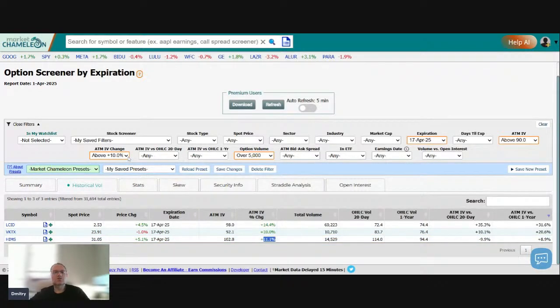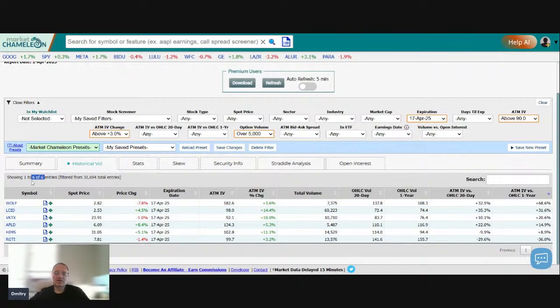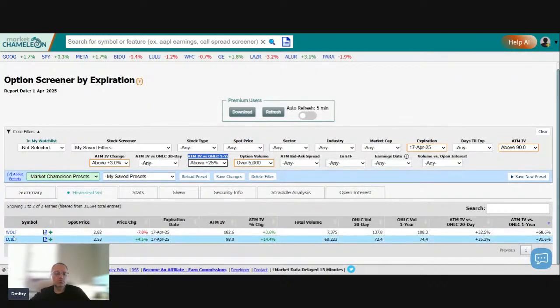Let's go here. Let's pick 3%. Okay, so now we got 6, narrowed it down to 6. And let's say that we want implied volatilities to be above the 1 year by a certain percentage. So let's say more than 25%. Let's select that. So now we only have 2 options.